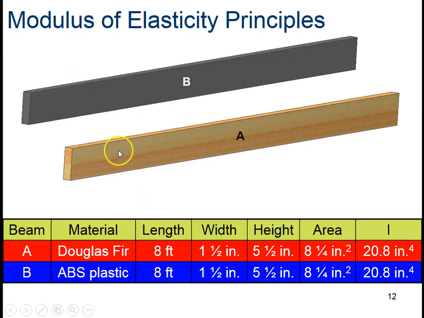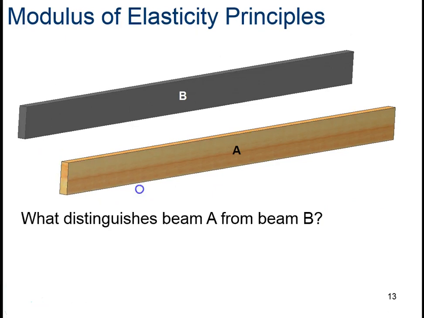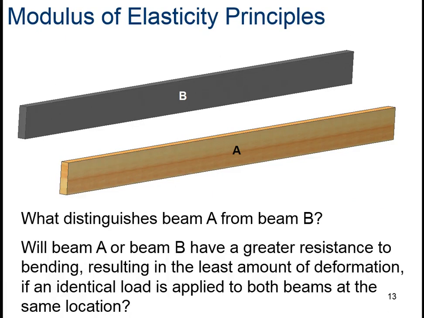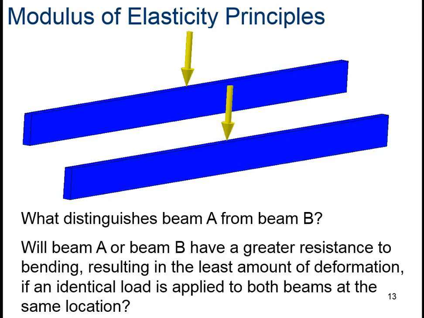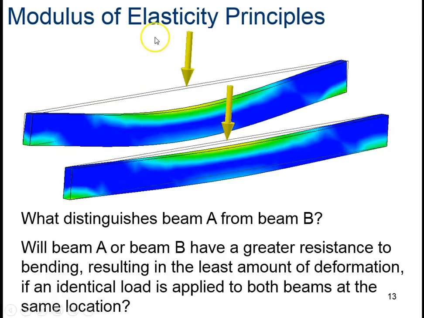So now I have two planks, two pieces. The first one, A, is made out of wood, Douglas fir, and the other one is out of plastic. And notice they're the same length, the same exact dimension, so they have the same area, and so they have the same moment of inertia, because the end shape is the same. So what's going to make these different in how much they bend? Well, the plastic one will bend a whole lot more than the wood one, and that has to do with the modulus of elasticity.